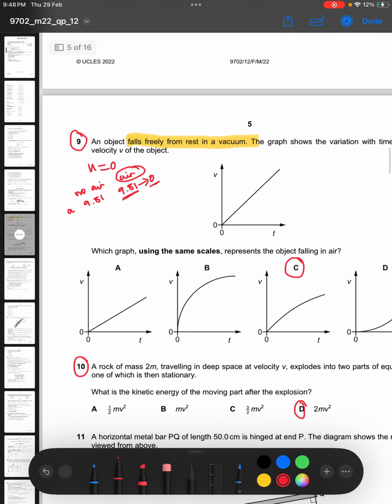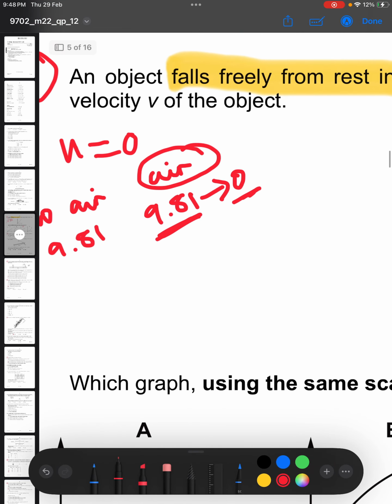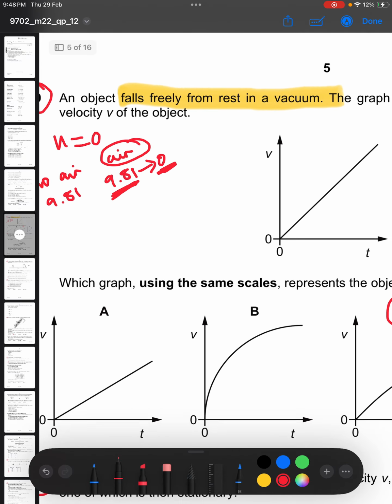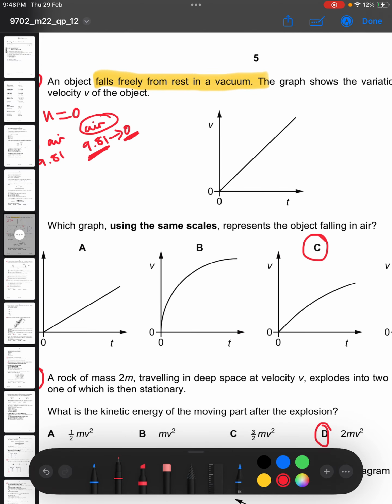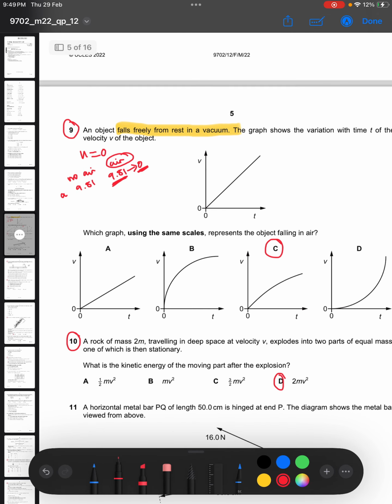So the graph that we are looking for is a velocity time graph, remember. On a velocity time graph, the gradient represents acceleration. If acceleration here is decreasing because there's air resistance, from 9.81 to 0, then we expect a graph with a gradient which is decreasing until we get to 0. So where the gradient is decreasing.